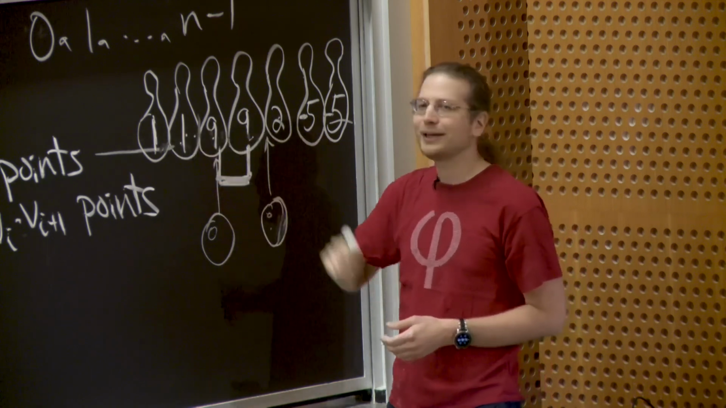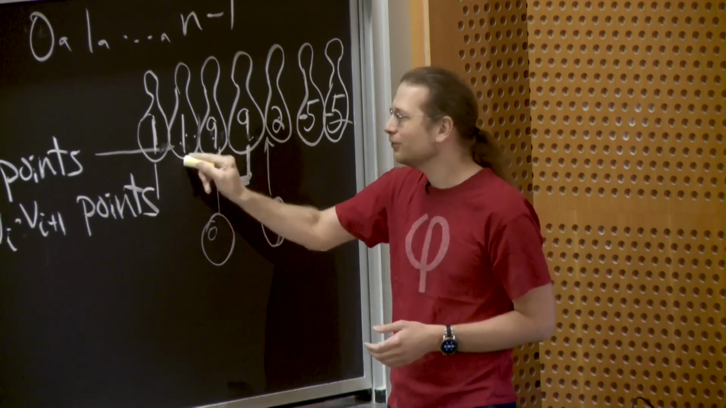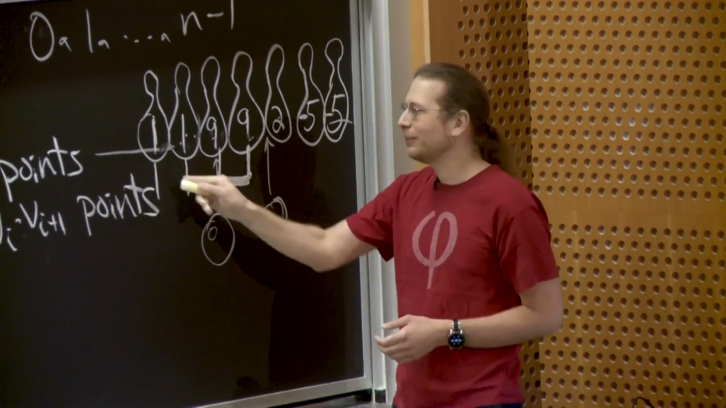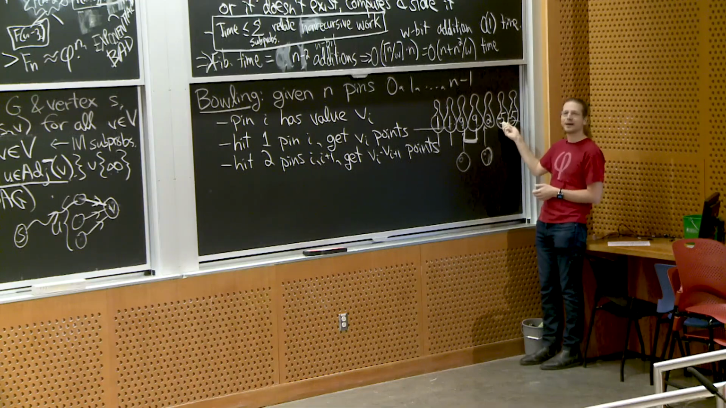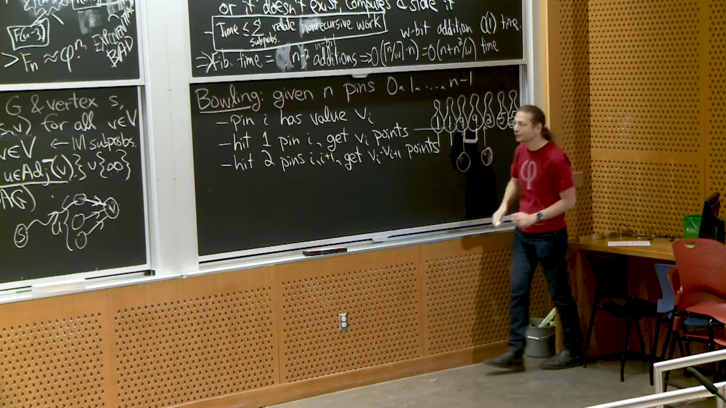1 and 1 is kind of funny because it's actually better to hit them individually. That will give you 2 points, whereas if I pair them up, I'll only get 1 point. 2 and minus 5, that seems bad, negative 10 points. My goal is to maximize score.